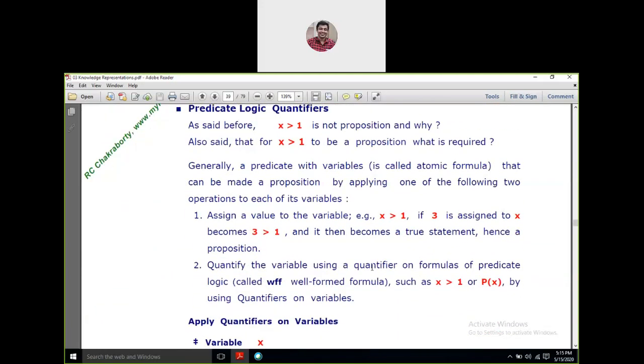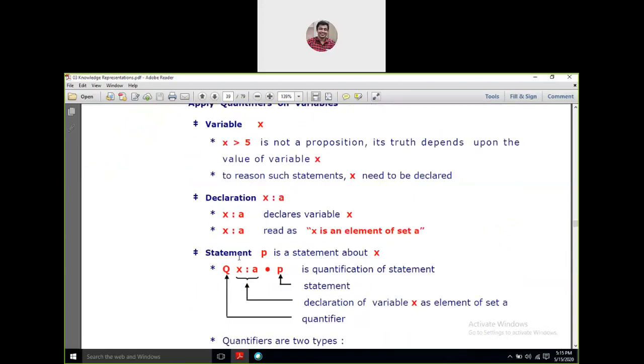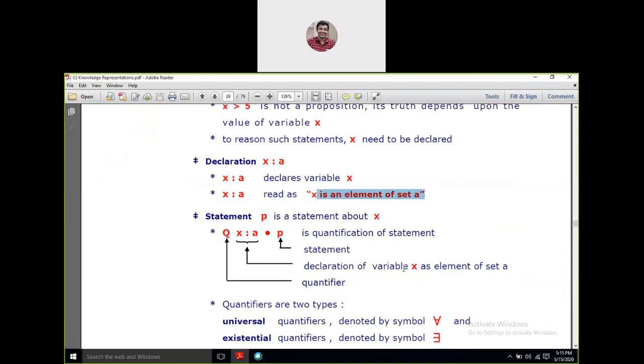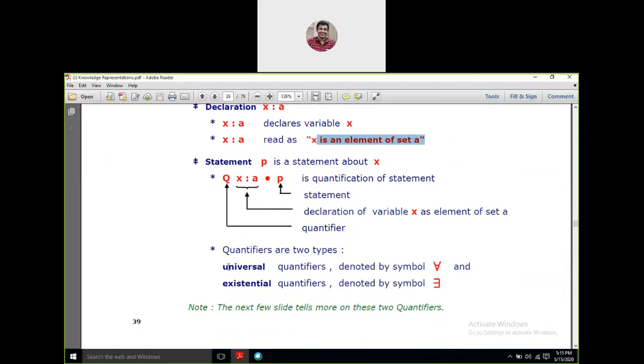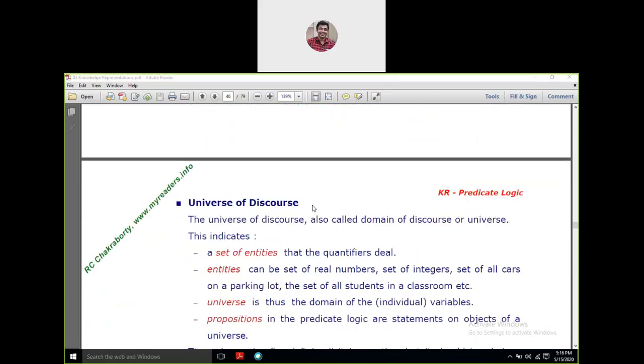Now, predicate quantifiers, no need to talk about it. We have gone through it many number of times, right? The quantification statement, what is the statement? What is the declaration part of it, right? X is an element of a set A. Universal quantifier, we have talked about. Existential quantifier, we have talked about.